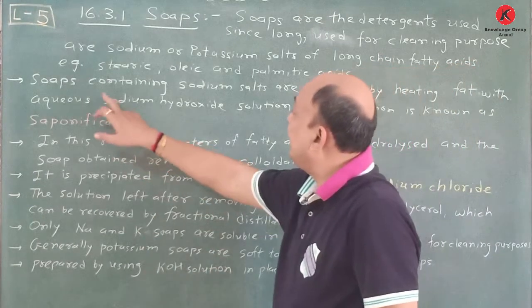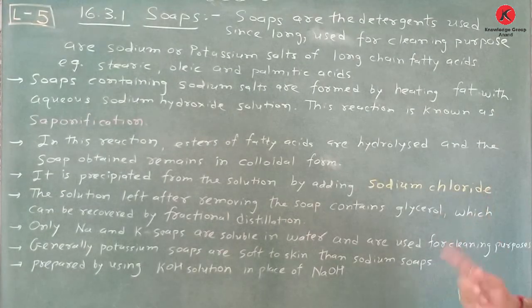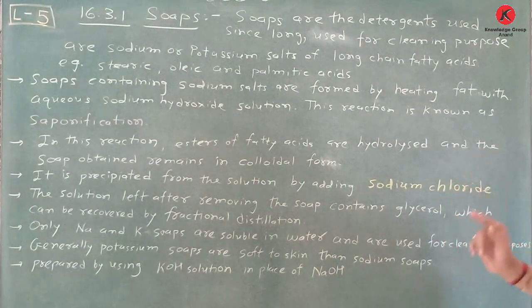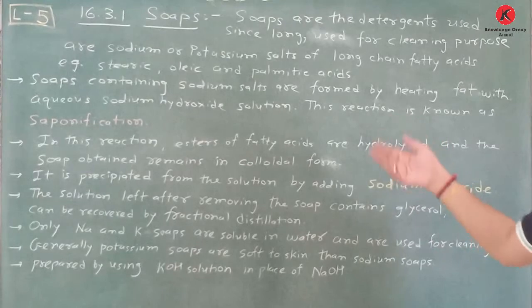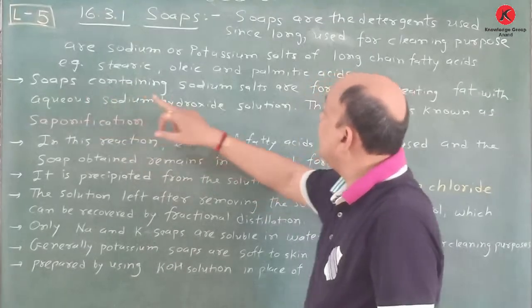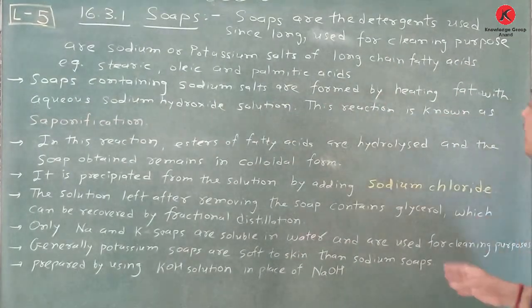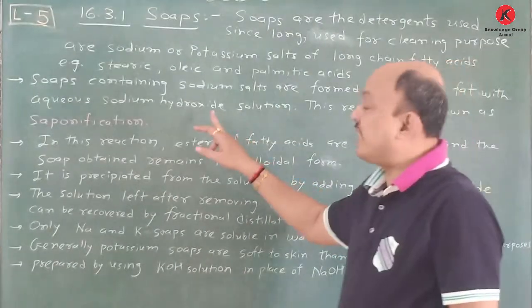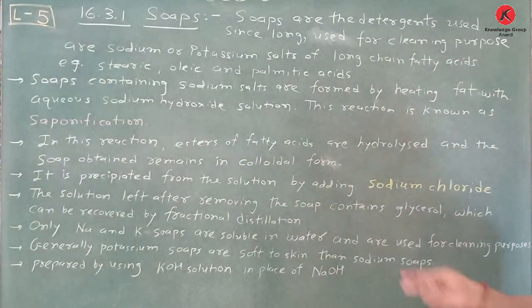These soaps containing sodium salts are formed by heating fat with aqueous sodium hydroxide solution. This reaction is known as saponification. We already completed this reaction, as you observed in an earlier video clip. Soaps containing sodium salts are formed by heating fat with aqueous sodium hydroxide solution. This reaction is known as saponification.